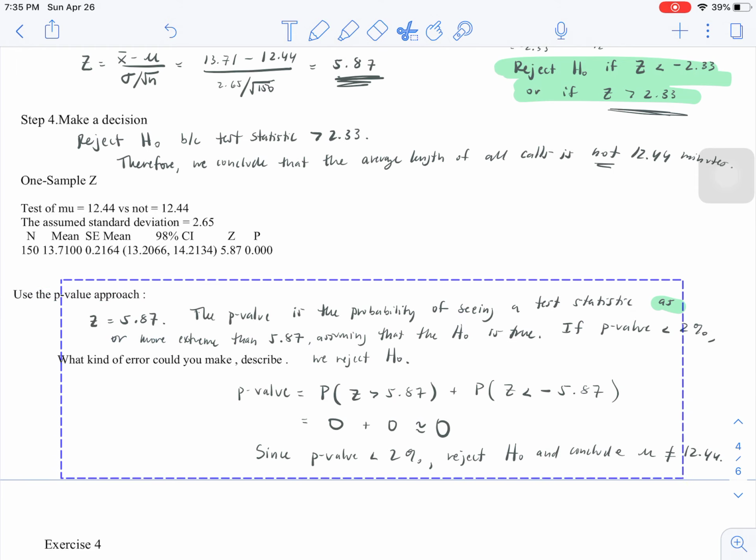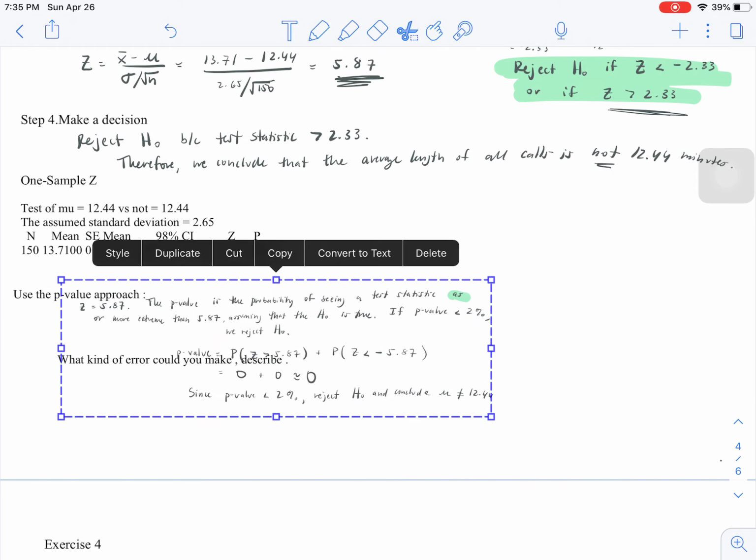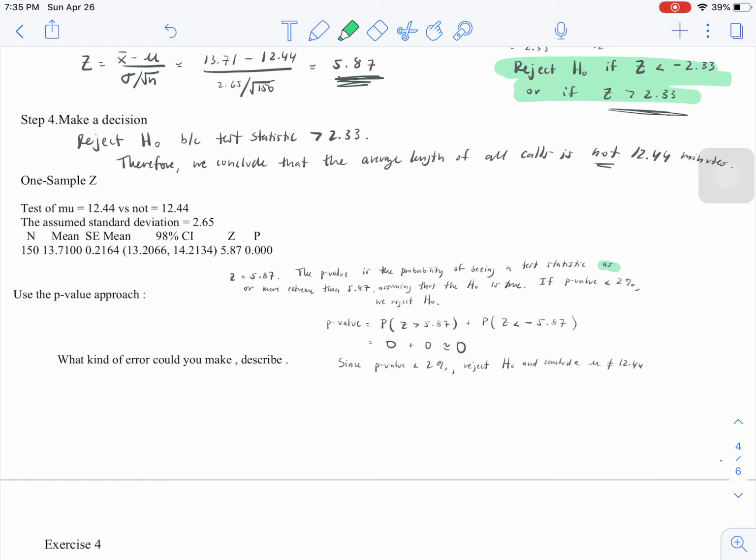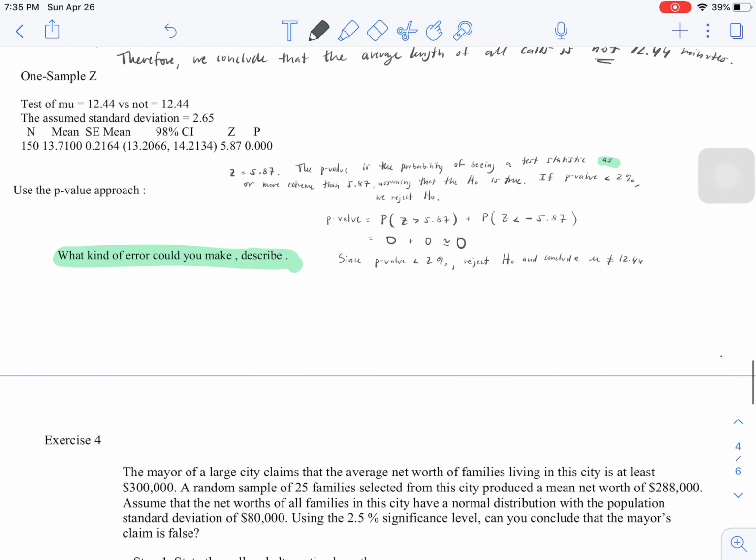All right, so we've determined that we should reject our null hypothesis. The last question we have to answer is, what kind of error could we have made here? In general, we're always talking about either type 1 or type 2 error. In fact, here, we could have made type 1 error. And that's the error in which we reject the null hypothesis, when in fact the null hypothesis is actually true.